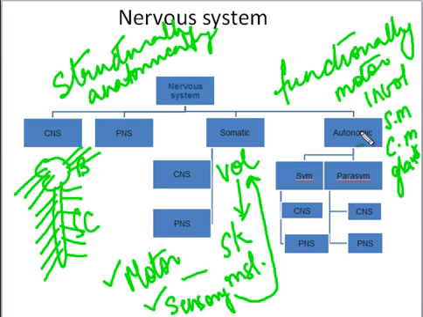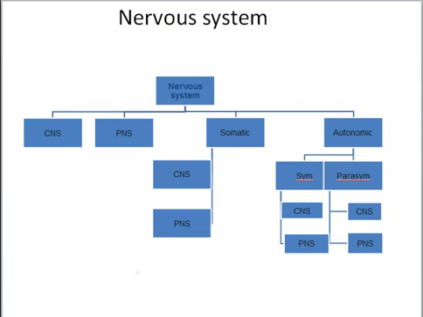The autonomic nervous system is divided into two parts, sympathetic and parasympathetic. They use only parts of the central nervous system and parts of the peripheral nervous system. So they don't use all of it. Okay, so we'll do that. We'll come to that later.